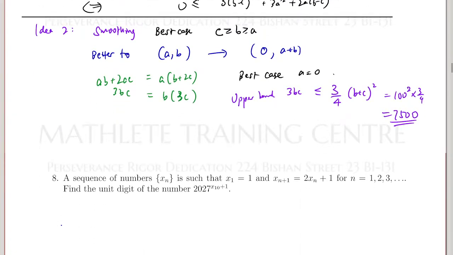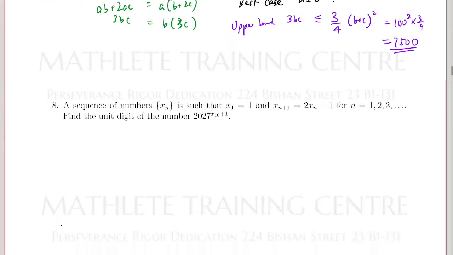Next, we have a recurrence, but a very simple one. You can see x1 equals 1, and x(n+1) is 2 times xn plus 1. The next number will be 2 times 1 plus 1, which is 3, the next number is 2 times 3 plus 1, which is 7, then 2 times 7 plus 1, which is 15, and so on and so forth. So immediately you can conclude xn is 2 to the power n minus 1.